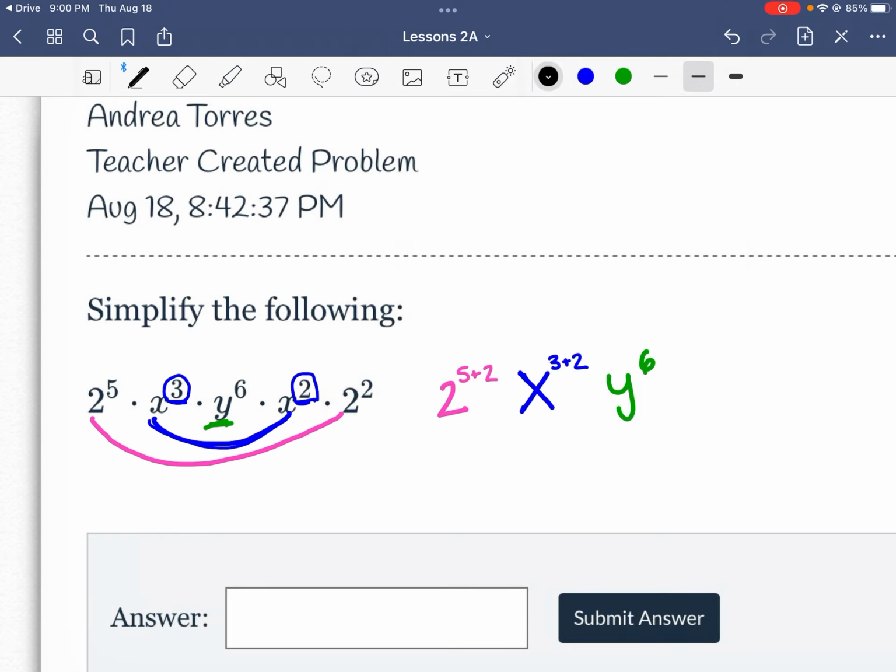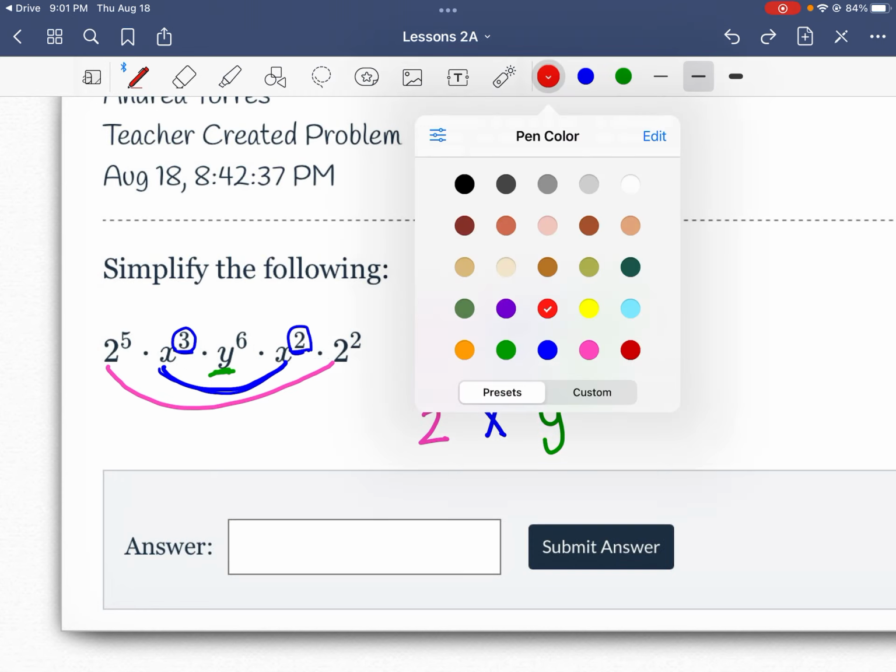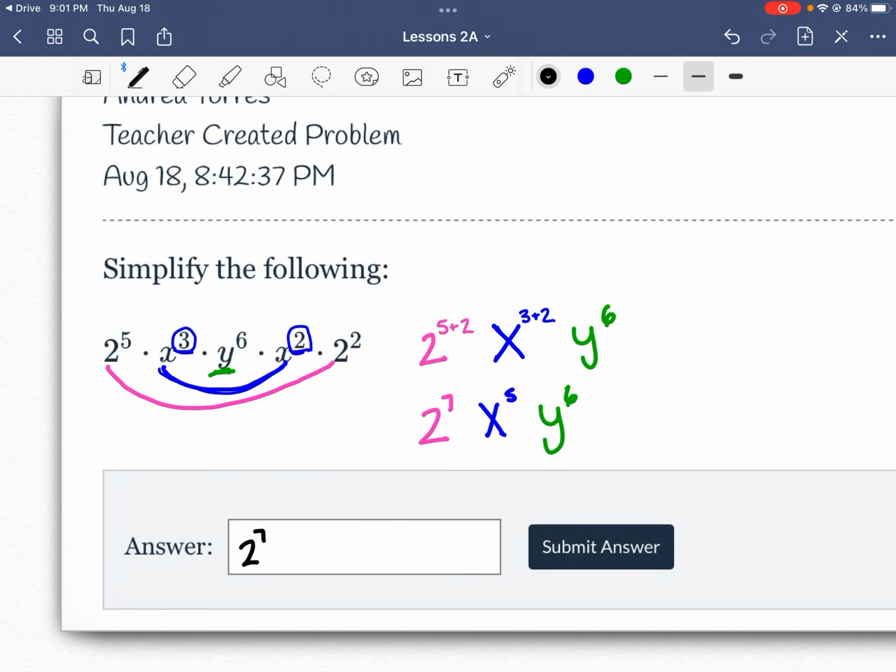Now let's go ahead and clean this up. So 2 would become to the 7th. My x would become to the 5th. And y becomes 6. But I cannot do anything else. You cannot add up these different exponents because the bases are different. So this would be the cleanest solution that I have. And remember that they are multiplying. So my final answer would be 2 to the 7th times x to the 5th times y to the 6th.